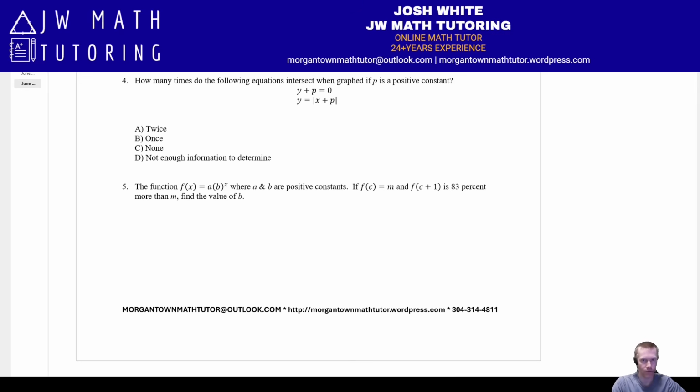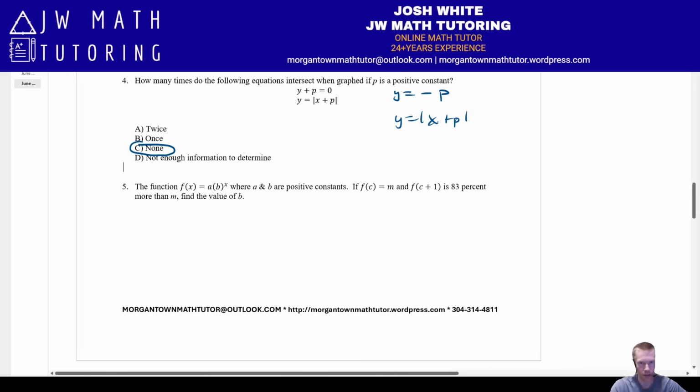So if you notice what happens, the first one is y equals negative p. Okay? Second one is an absolute value function. y equals absolute value of x plus p. So the correct answer for this is going to be letter C. The answer is none. First I'll go through the theoretical approach, then I'll just go to Desmos and show you in Desmos.